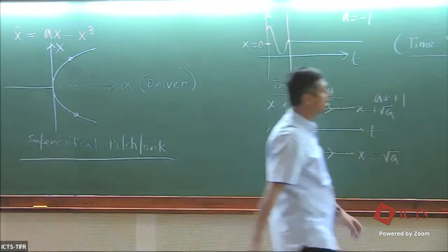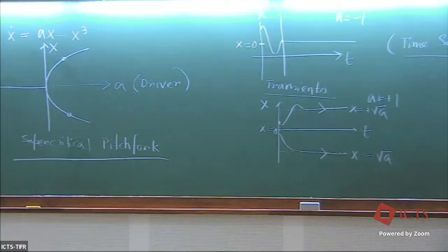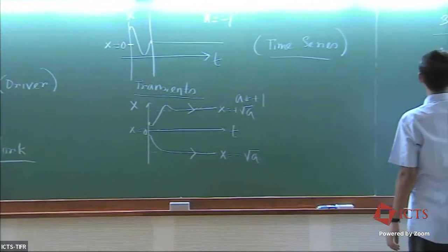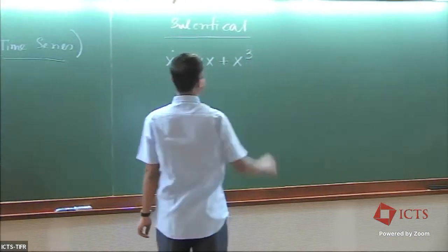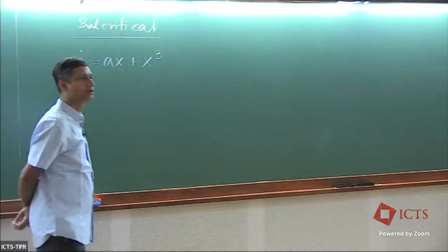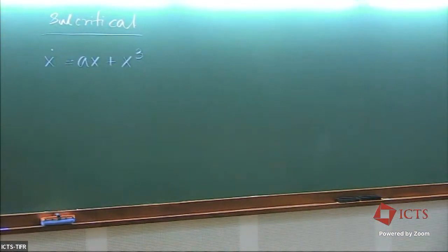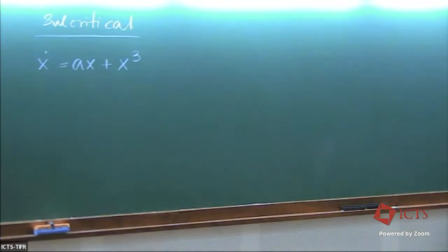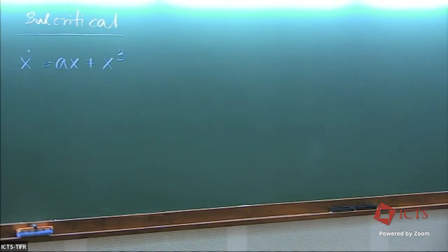Now we can also talk about one which is subcritical. That is x dot equals ax plus x cube, right? Can you calculate the bifurcation diagram, all of you? Please calculate the bifurcation diagram. It's very simple.